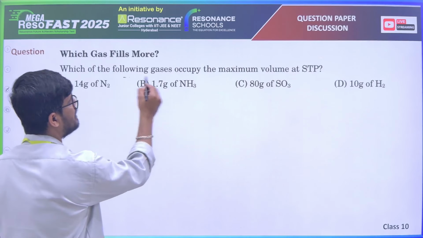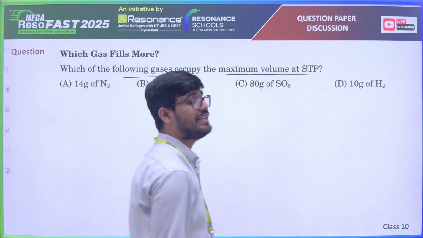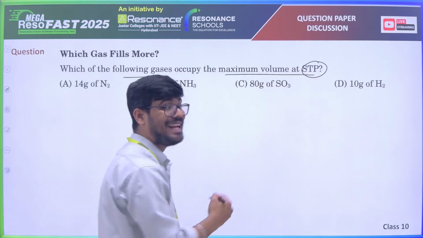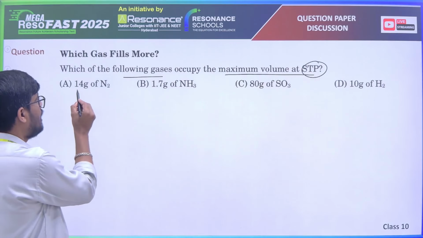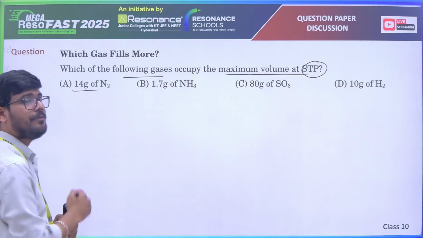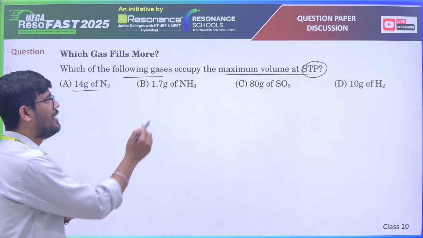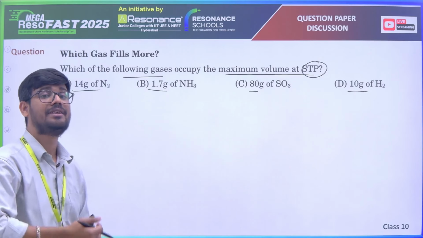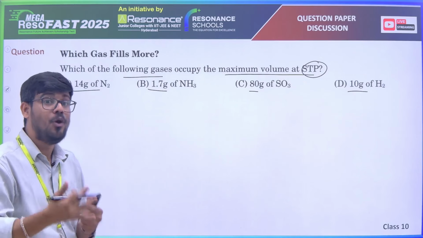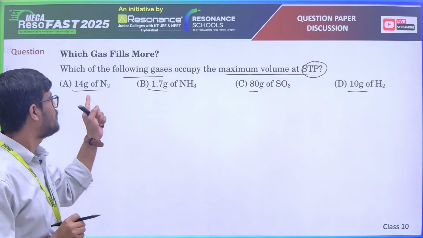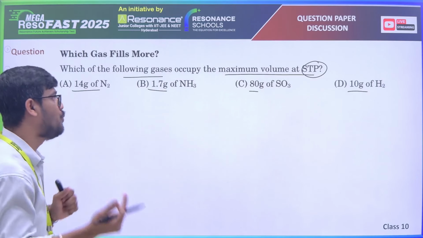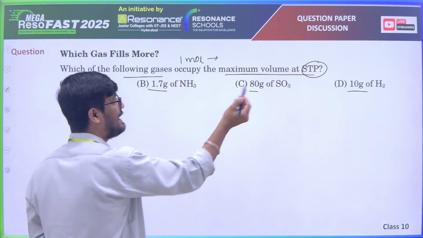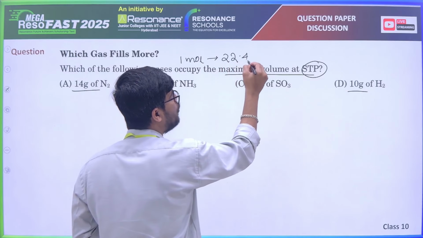Which of the following gases occupy the maximum volume at STP? So volume we have to consider, and STP condition, standard temperature and pressure. Now first see the data. Here we have 14 gram of N2. Weight is given. Here also weight is given. Here also weight is given. Here also weight is given. Now from weight, how will we get volume? The process is mole number. In between, mole number is there. So first convert this weight into mole number, and we know for each mole of any gas, at STP the volume is 22.4 liter.